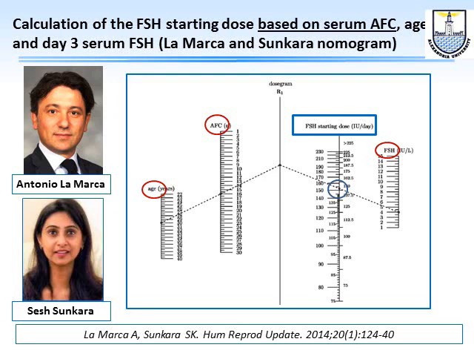Again, they came up with another nomogram based on AFC. And again, as you can see, if we know the age, and we know the AFC, and we know the FSH on day 3 of the cycle, then we can start with 2 ampoules a day, again, as you can see from this nomogram.